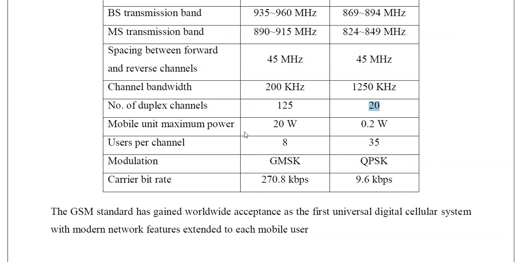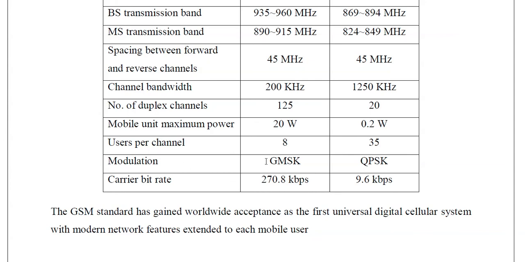The mobile unit maximum power, the mobile unit, the phone, the cell phone, and the European standard needs lots of power, and the American standard is 1% from that. This is 20, this is 0.2, two zeros. The difference is 100. This is 100 times this. Users per channel, 8 users per channel, 35 users per channel.